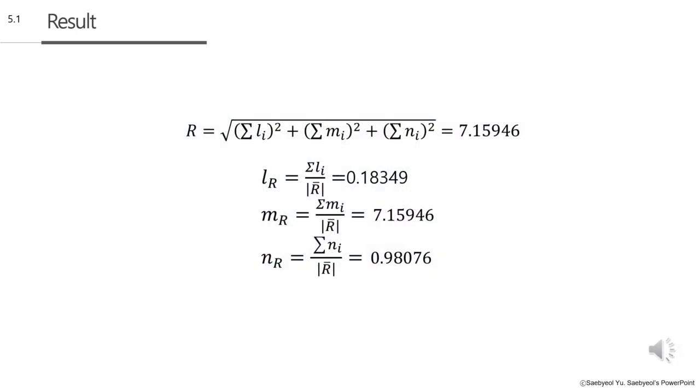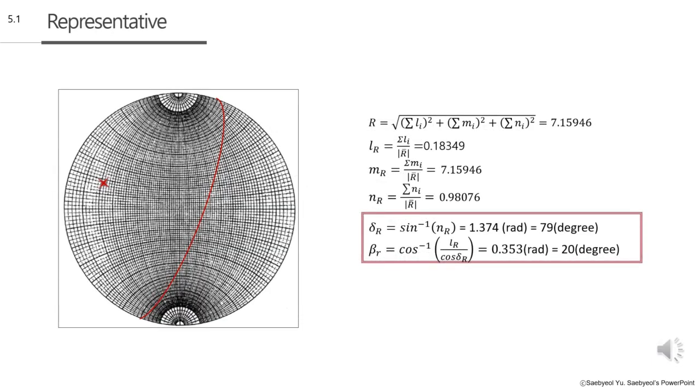After calculating the magnitude of the resultant vector R, the L, M, and N values corresponding to it can also be determined. The results are as follows. This stereonet represents the representative orientation derived from the analyzed data. The red great circle on the stereonet corresponds to the mean orientation of the planes, and the red point represents the resultant direction derived from the cumulative calculation of all the data points.